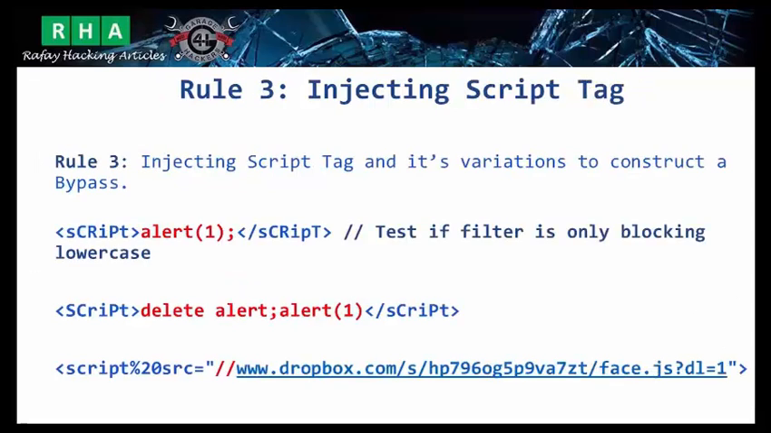Rule 3 is injecting script tag. Script tag is not really recommended, and I don't think you would be able to get bypasses with script tags, due to the fact that this is one of the first rules that someone implements. However, I have good variations that I have used in the past in order to bypass different firewalls. So we would inject script tags and their variations. This is a combination of uppercase and lowercase, to check if a filter is only blocking lowercase characters or if it's blocking both uppercase and lowercase.